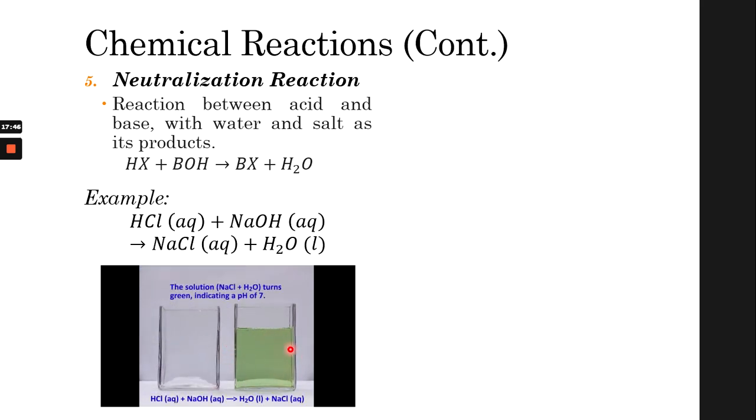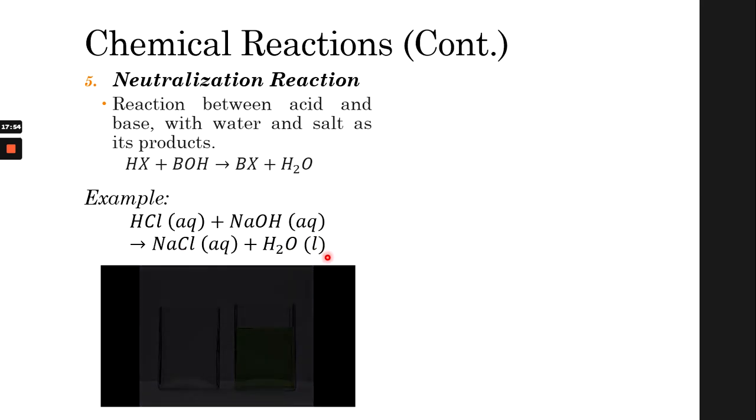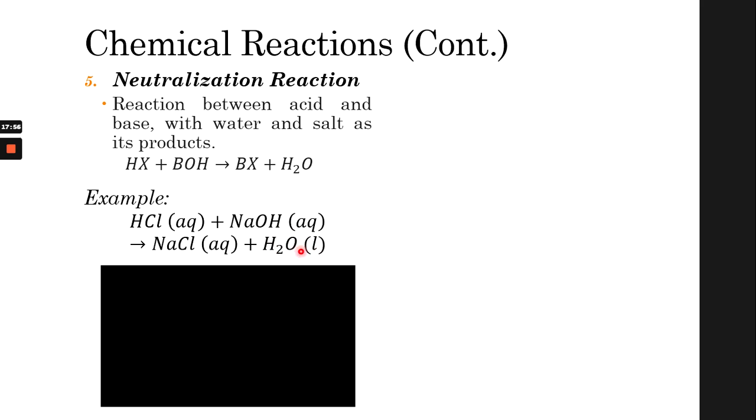Why is that? Because when the universal indicator turns green, it means it is at a pH of 7. And a pH of 7 is basically neutral. It is H2O. Water is neutral. And you would not see it there, but there is NaCl present in that liquid. What that means is that the NaCl is dissolved in your water. So if I boil the water out, you would actually see your NaCl precipitate. So that is a neutralization reaction, a reaction between an acid and a base.